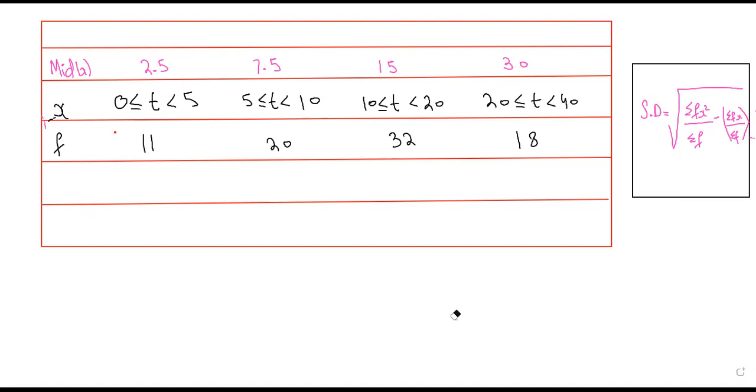Okay, but for this I need x squared as well. Okay, so for finding x squared, we'll be squaring these middle values. So what would be the square of 2.5? It would be 6.25. For 7.5, it would be 56.25. For 15, it would be 225. And for 30, it is going to be, 1 second only, there's some problem.